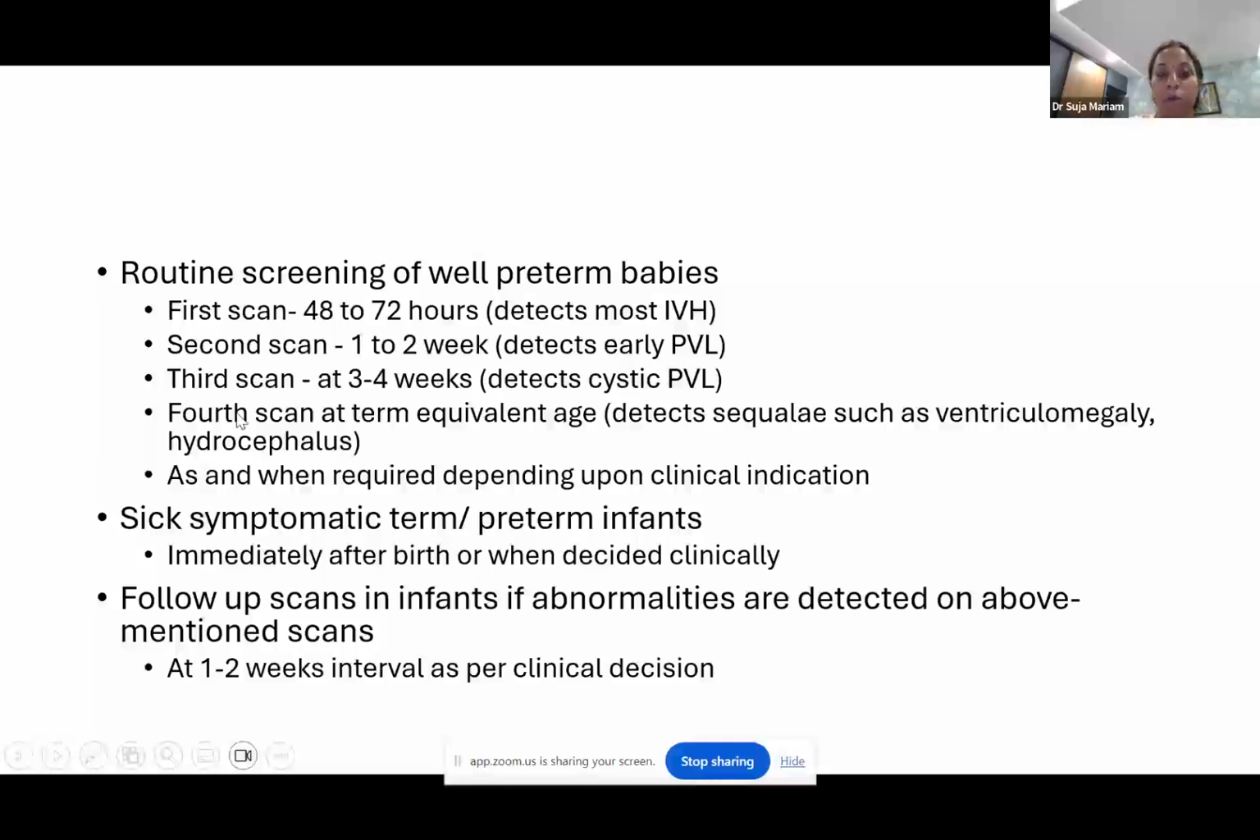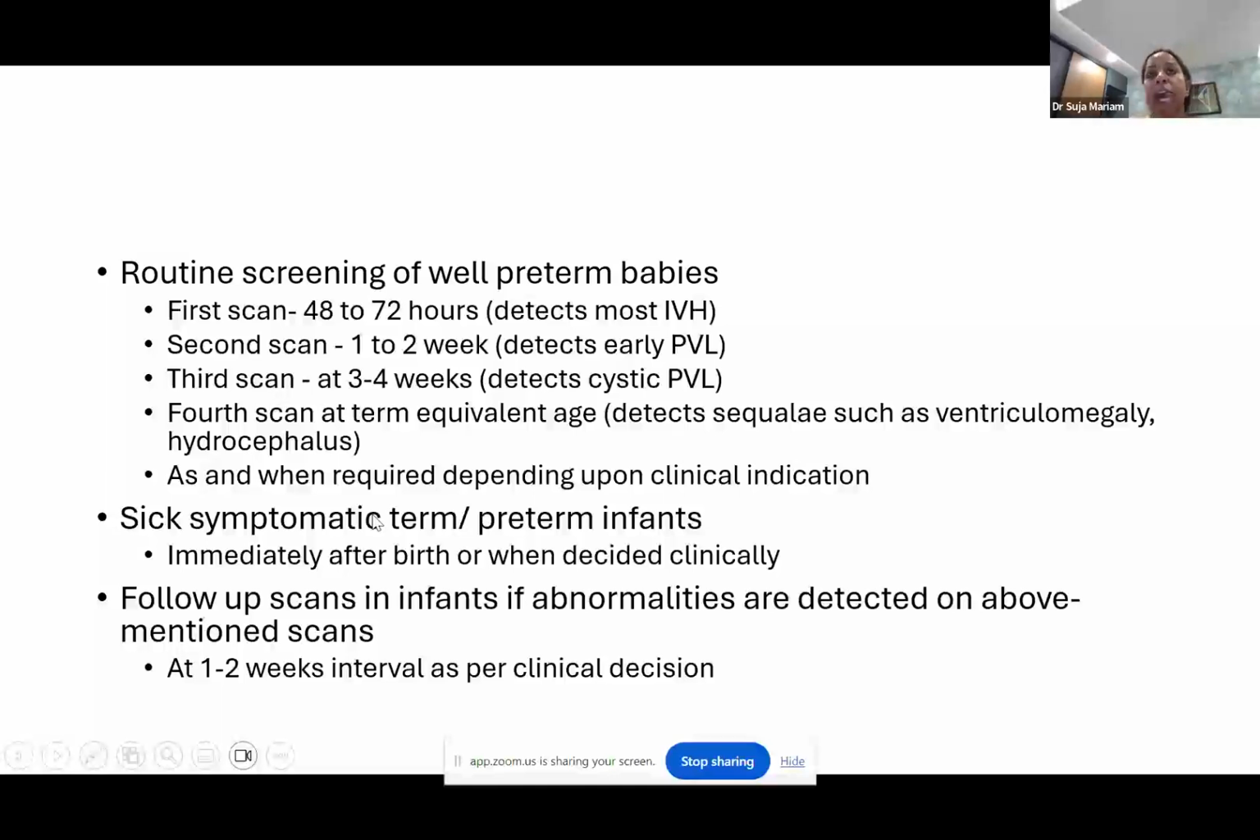So we quickly go through it. The first scan for an extreme preterm neonate is at 48 to 72 hours. First of all, who are we going to scan? Less than 32 weeks, less than 1.5 kg is the Indian guideline. And if a baby is less than 34 weeks and has a stormy course, you have to get an ultrasound done. 48 to 72 hours, first scan. Second scan, end of first week to second week. Third scan, at 3 to 4 weeks, can be skipped, but the fourth scan at term equivalent age you have to definitely plan. So 3 mandatory scans. Third scan at 3 to 4 weeks can be done.